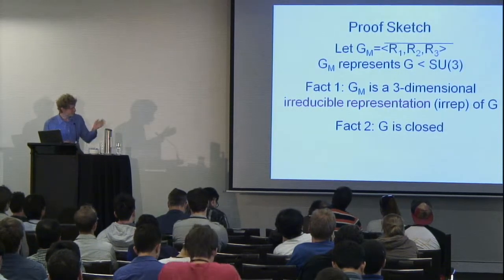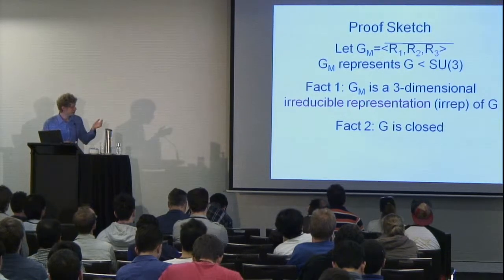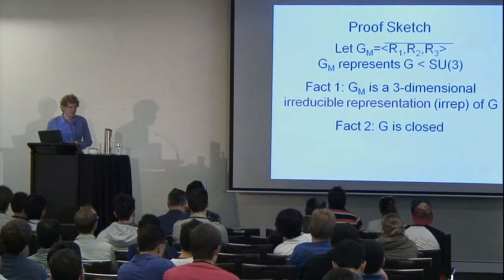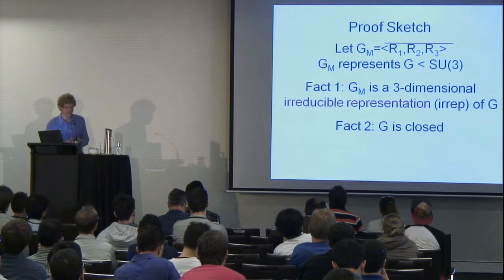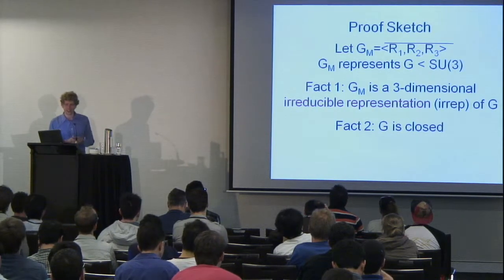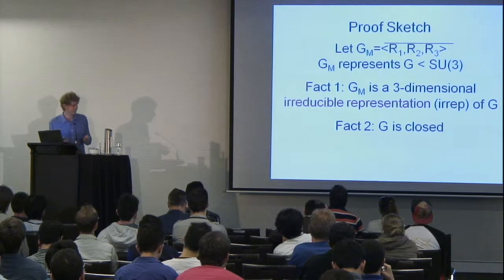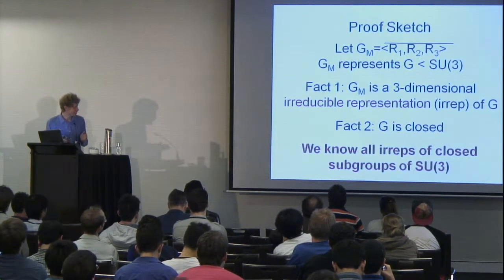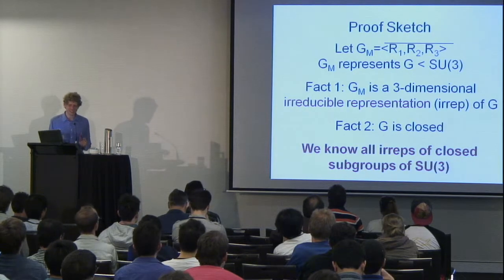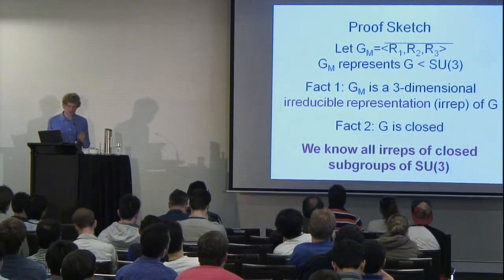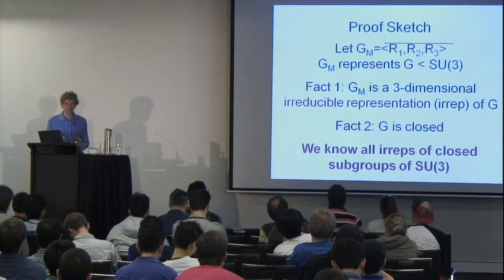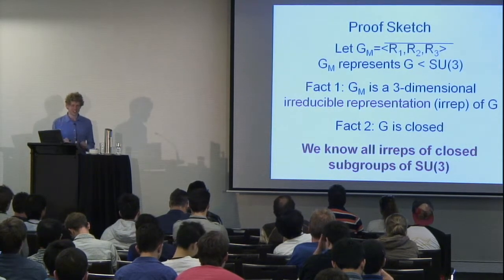And next we use the fact that our subgroup of SU3 is actually a closed subgroup. This follows immediately from the fact that we only care about the set densely generated and not the set exactly generated. But now there's a really nice fact, which is that mathematicians have actually already classified all possible irreducible representations of all closed subgroups of SU3.